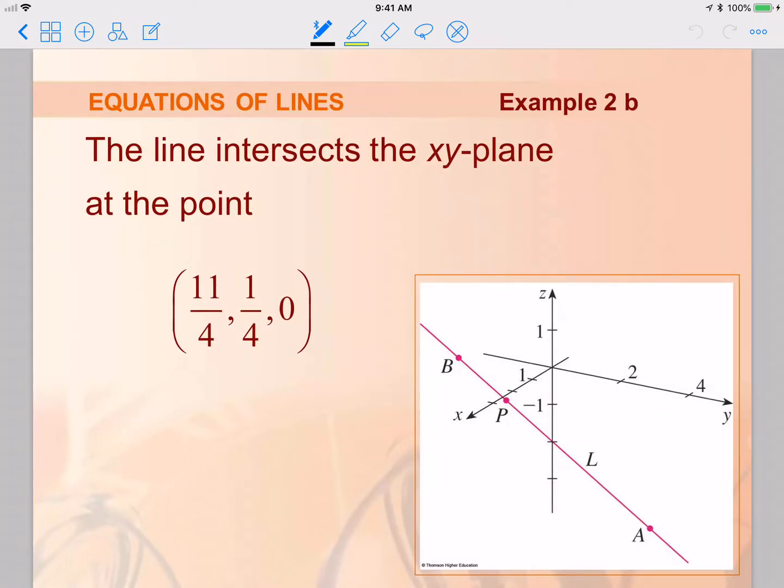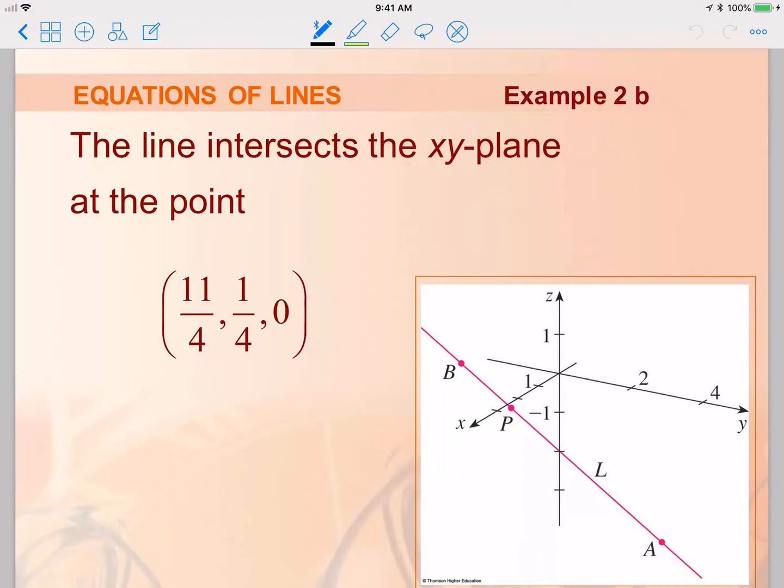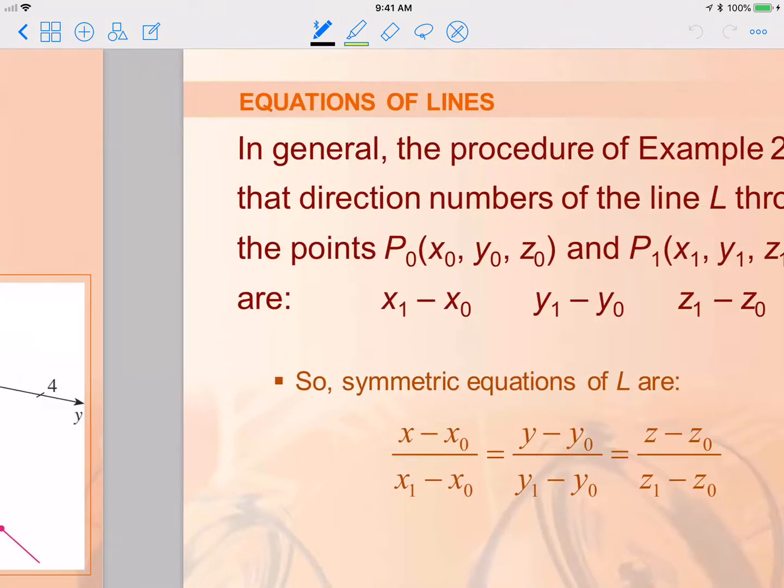Okay, so we did that. Well, here's what I wanted to get to. I wanted to get to this picture here. This is the picture of our line, and that point P is where the line is intersecting the XY plane. Okay.